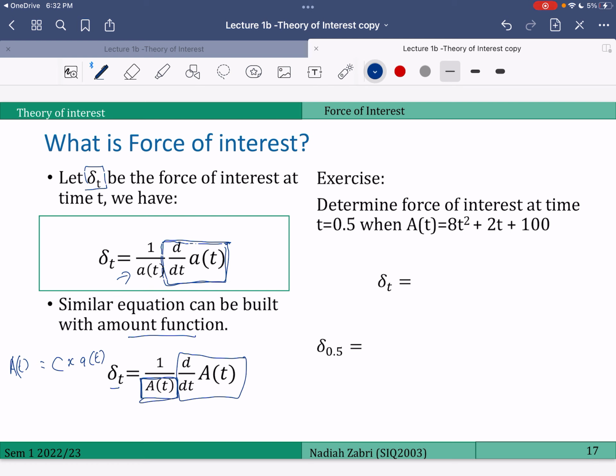For example, determine the force of interest at time 0.5, at that specific moment in time, given that this is the amount function. So how do we do it?